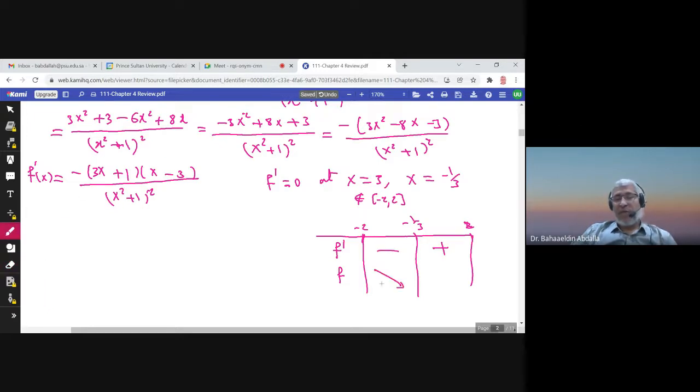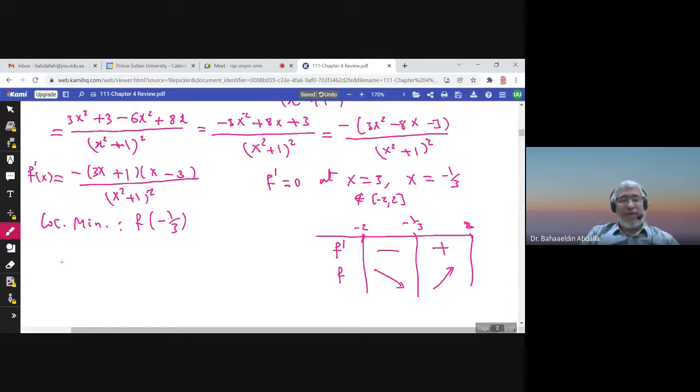So here the function is decreasing, then increasing. So there is a local minimum at negative 1 over 3, and the local minimum is f of negative 1 over 3.